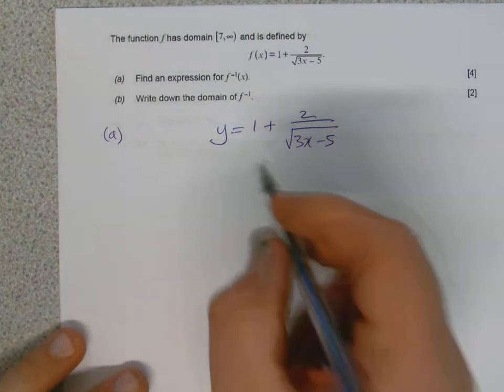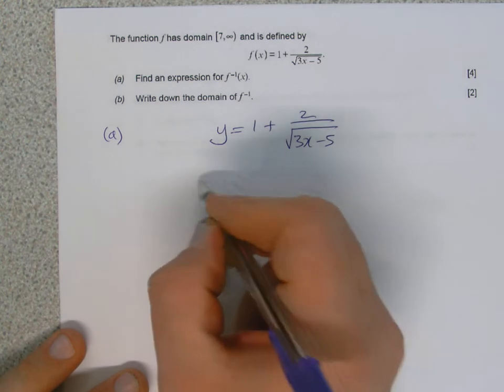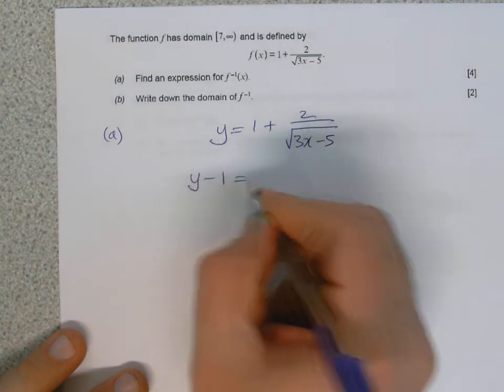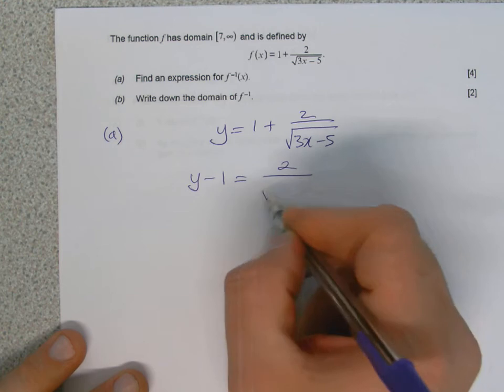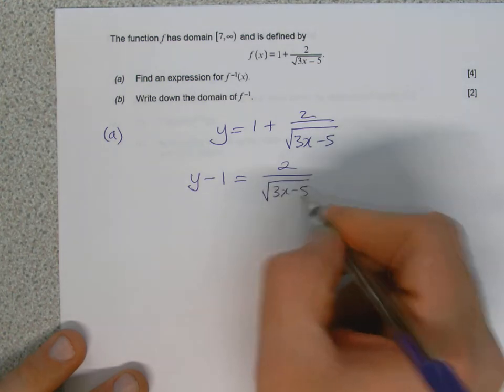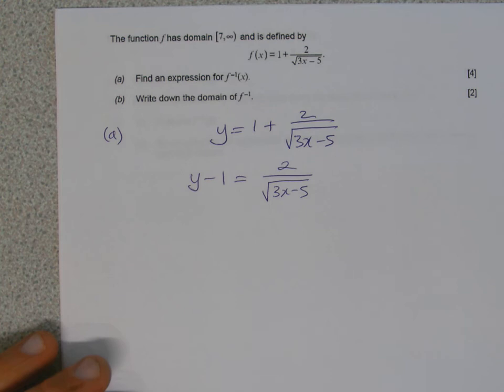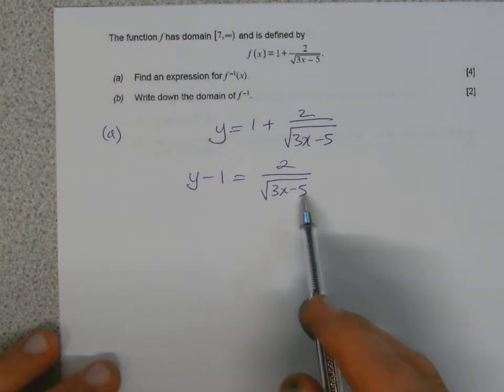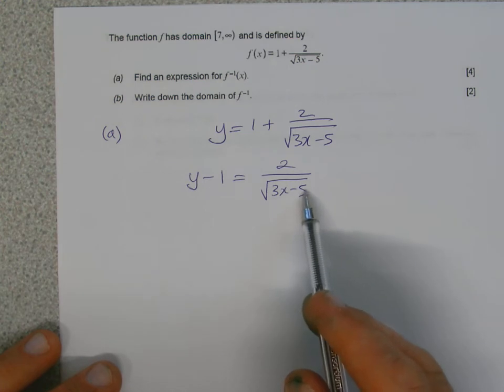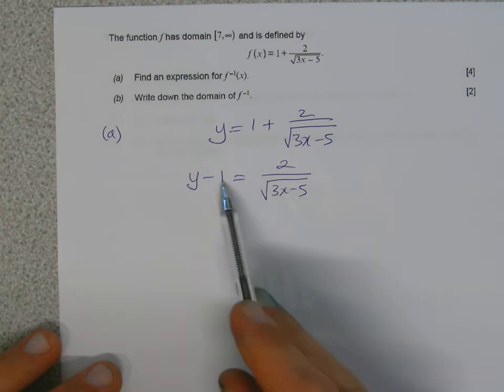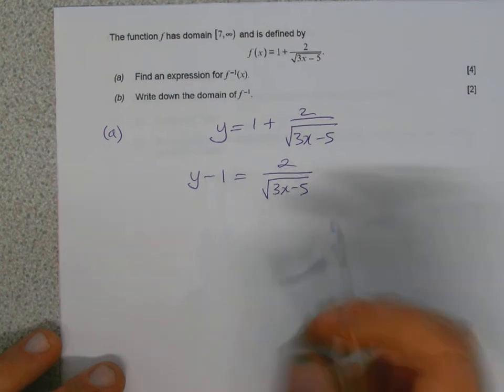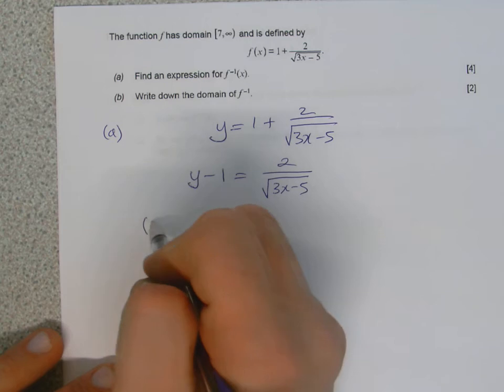What I perhaps would do here is, to start with, take that 1 over the other side. So I have y minus 1 equals 2 over root 3x minus 5, okay? And then I'd be thinking, well, I really want to have that root 3x minus 5 on the top. So we could think of taking that over the other side. And of course, if you take it over the other side, I'd have to multiply, wouldn't I? Because you're dividing here, you take it over, you multiply. So when you multiply, you'd have this, wouldn't you?